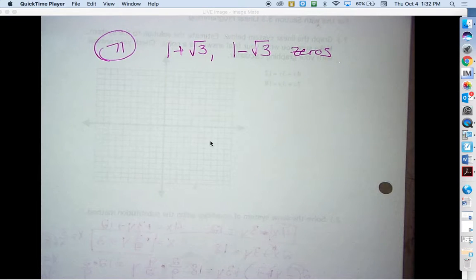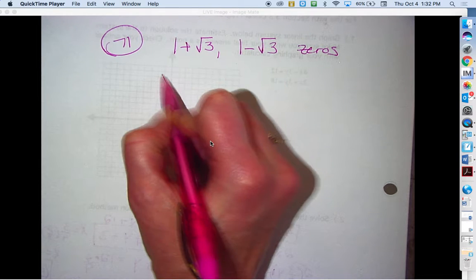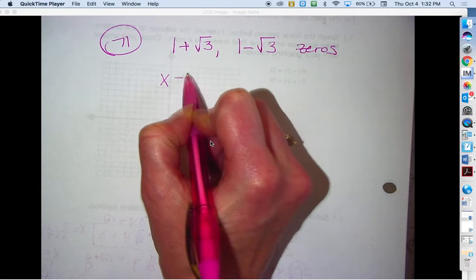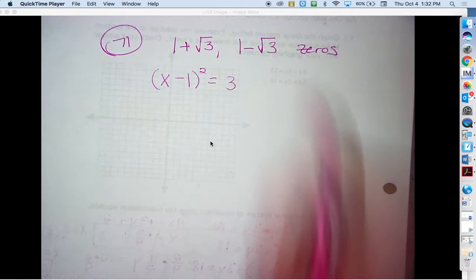You would be asked to multiply it out. So Brandon, there's a couple ways, how do you think we could come up with a polynomial function that has those zeros? Well, I just went backwards, so I know it would be an x squared problem. So I just did x minus 1 squared equals 3.